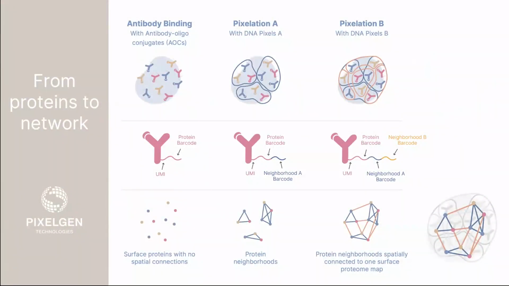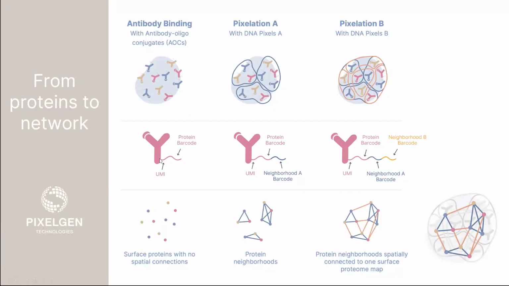So a little bit more details of how this actually works. How do we go from antibodies to spatial protein networks? So if we look at the top left, I think I will actually use my pointer here. Like you saw, we have these barcoded antibodies that we call AOCs that bind to their targets. And at that point, we have surface protein information. So we have the abundance information, but we don't have any spatial information yet.